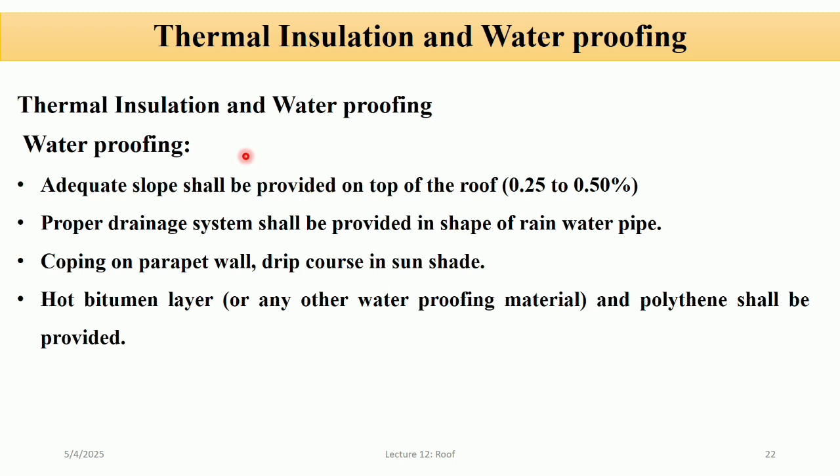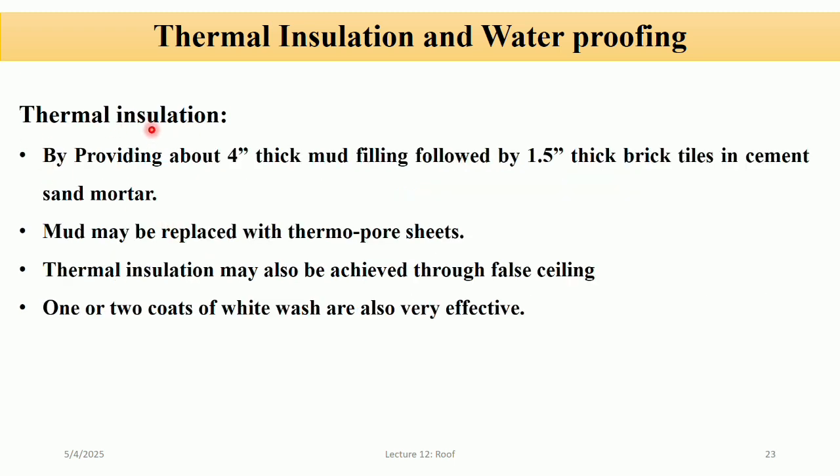So these methods protect the structure from water damage, increasing the life of the roof and helping maintain indoor comfort. Thermal insulation. Thermal insulation is a method of reducing heat transport into the building, especially from roofs which receive direct sunlight. This helps keep the interior cool in summer and warm in winter, reducing energy consumption.